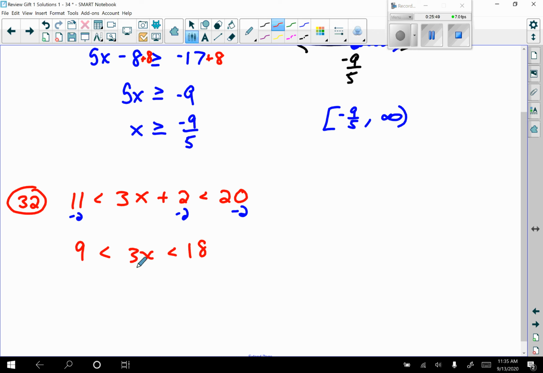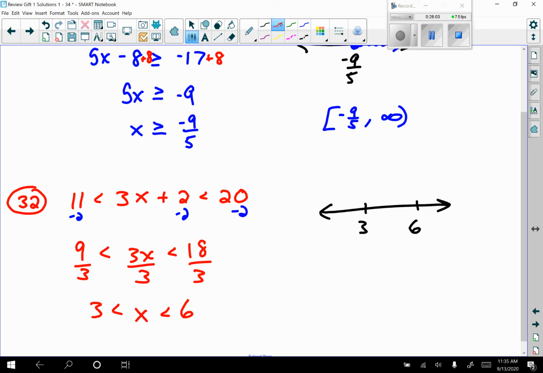Now I'm going to divide everything up here by a 3. It's positive, so I don't have to flip my signs. So now I'm going to get x is greater than 3 and less than 6. Now I have two special numbers on the number line, open endpoints on both of them, and we shade in between. So here I'm going to have parentheses, start at 3, go to 6, and another parenthesis.